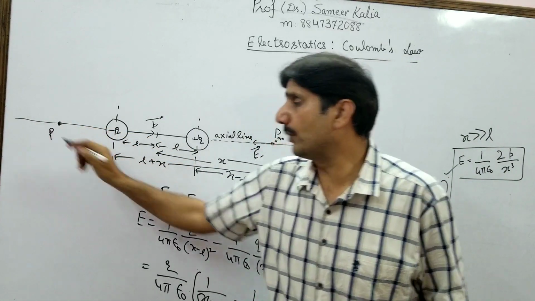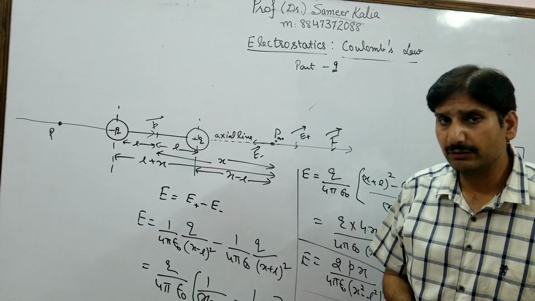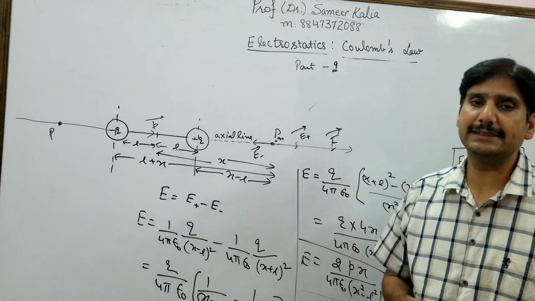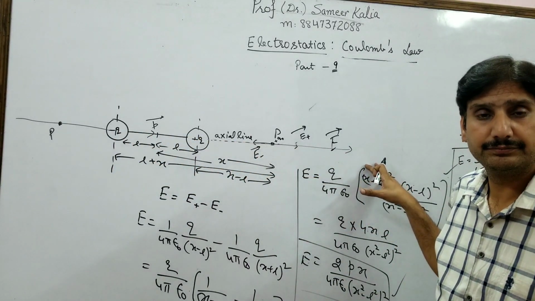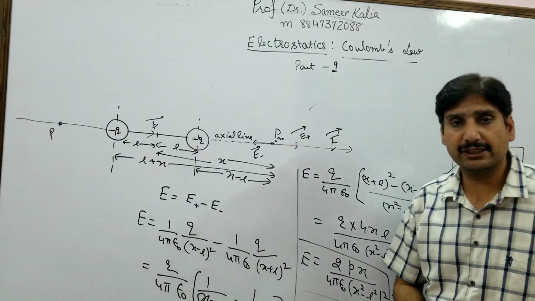Let's say the point P was lying in that direction. What would be the direction of electric field in that case? It would still be the same, along the dipole moment. Check it out yourself. I'll go to the next topic.